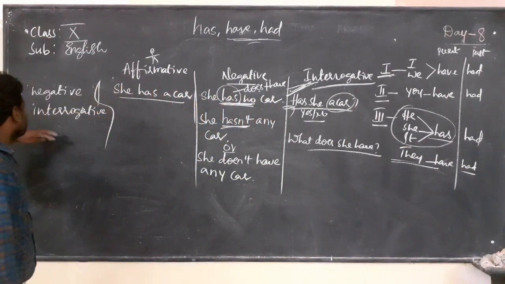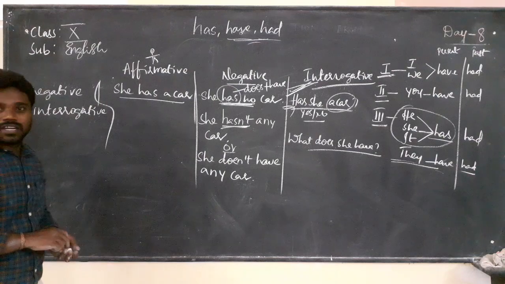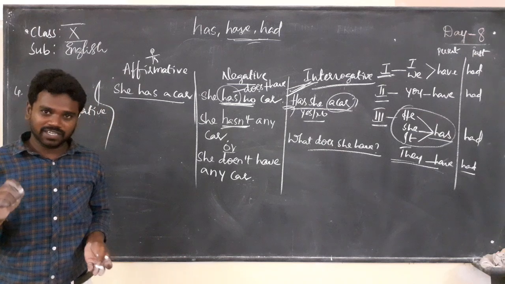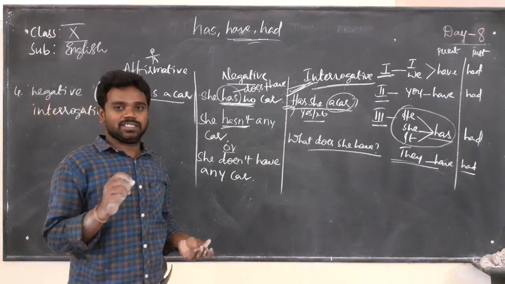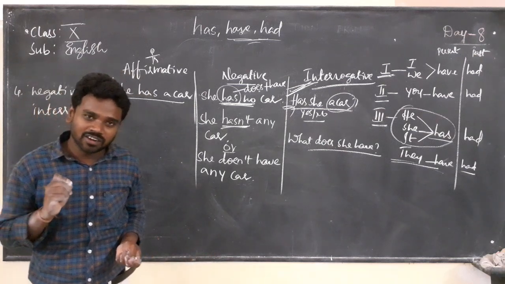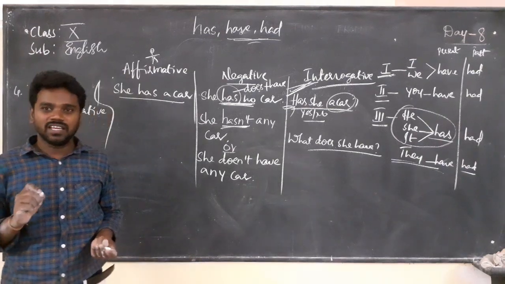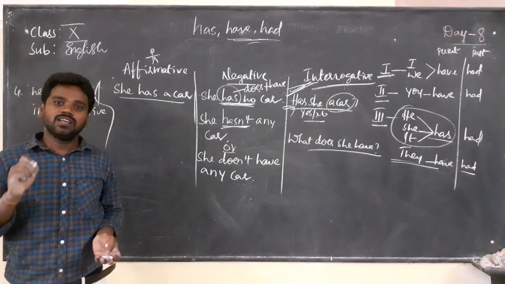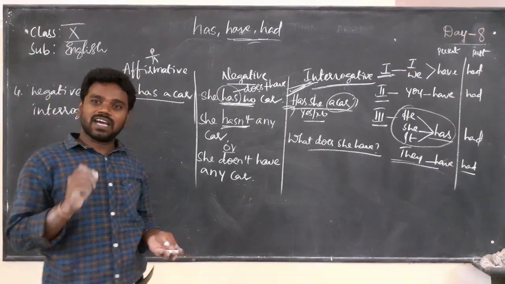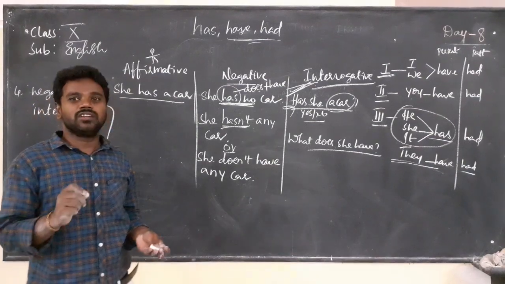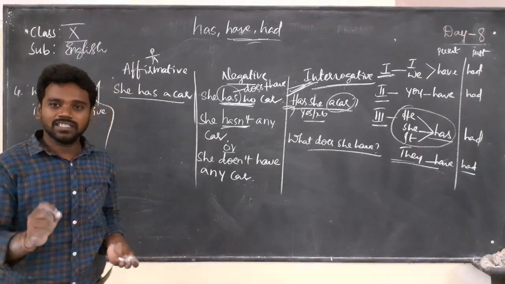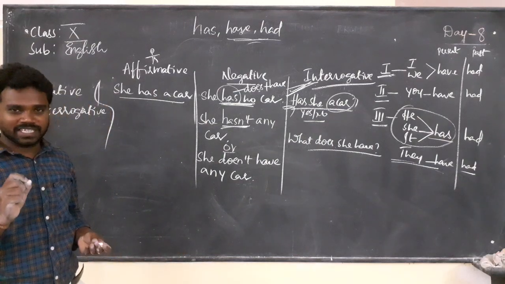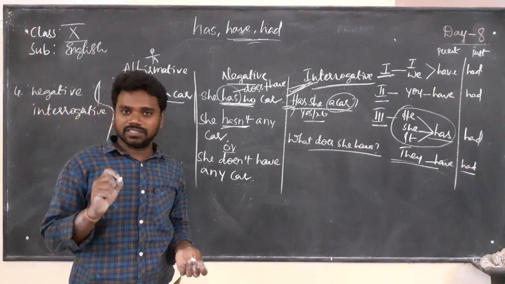So now, what is the first point of has, have, had? The first point is that has, have, had is used to indicate possession or ownership. The second point is that it is used in perfect tenses like past and present perfect. In past and present perfect, has, have, had always go with the third form of a verb, that is, the past participle.